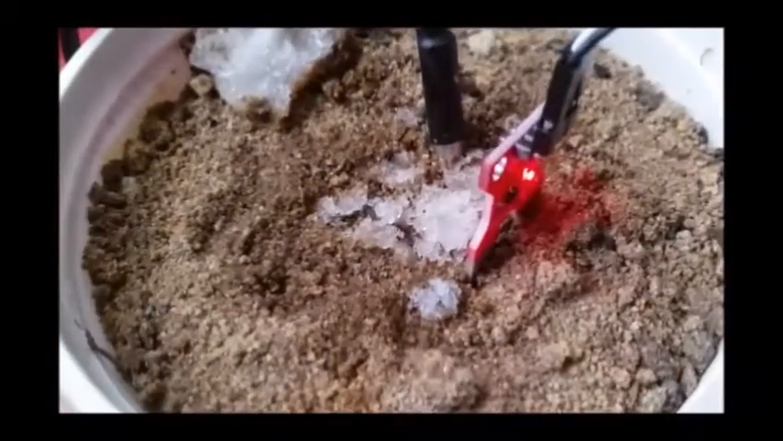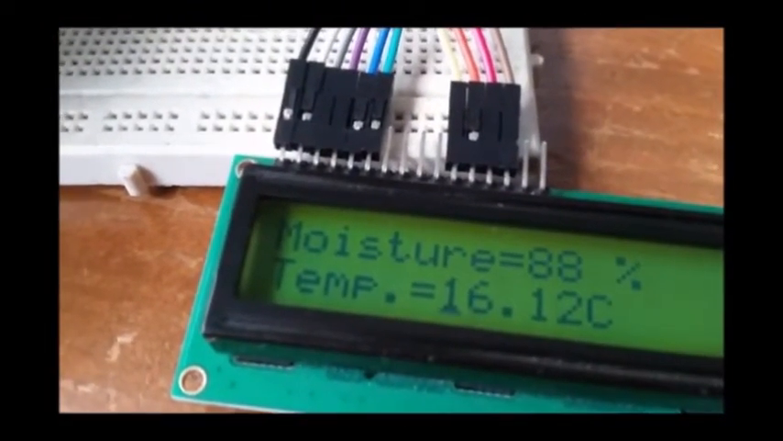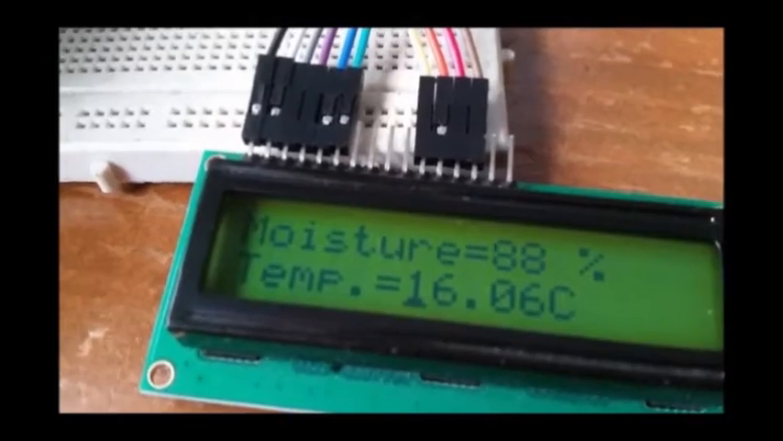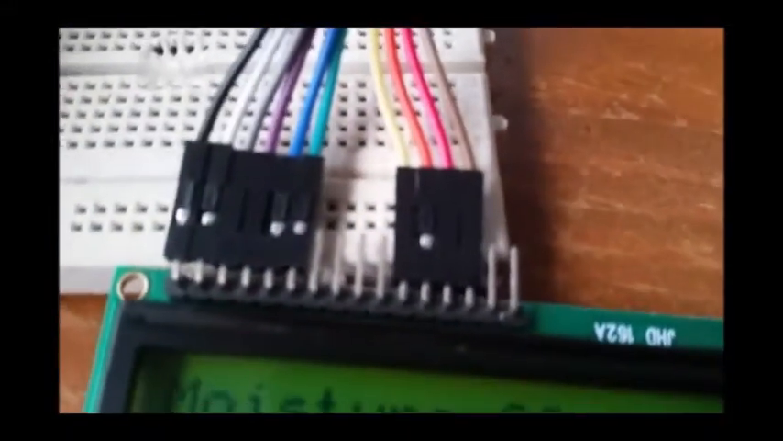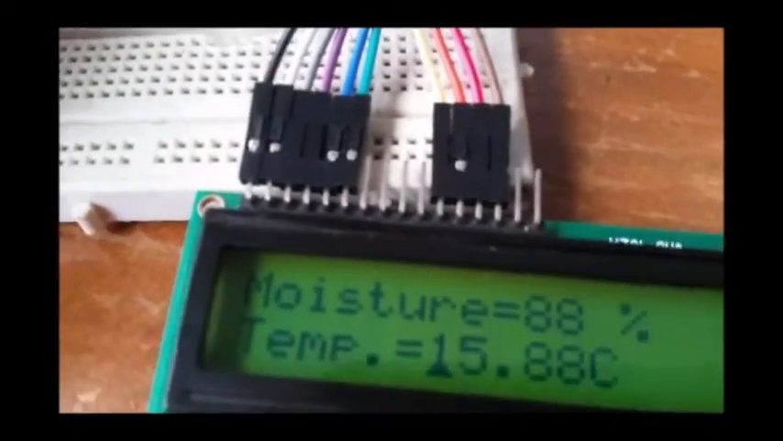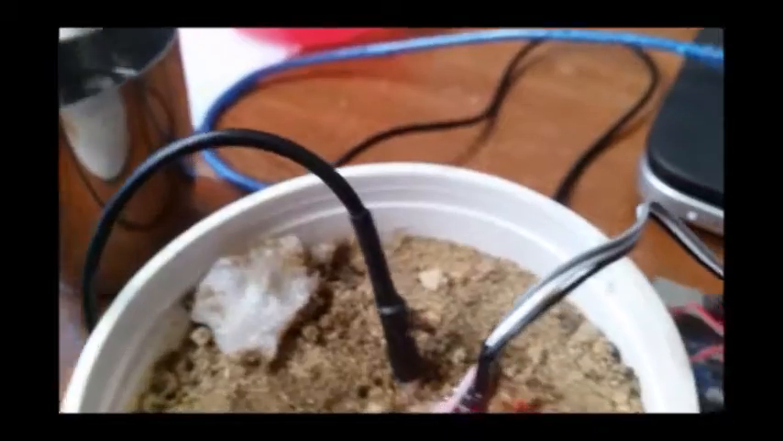But now as the ice is melting, the temperature is going down. It was quite a longer process, so we skipped some of the part. And right now it is 16.94, 15 degrees. So yes, there are some changes.